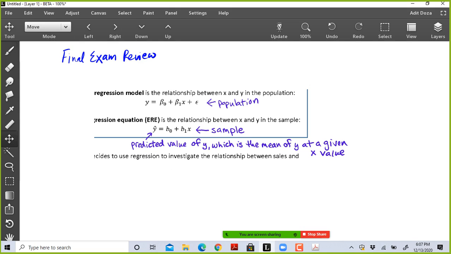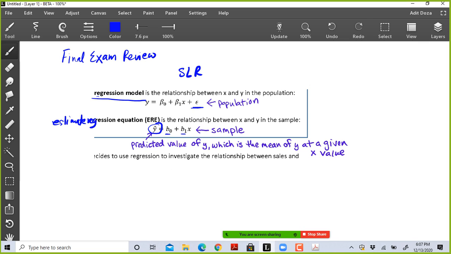So let me highlight something for you guys. When we do a population regression model, and this is the estimated regression model, what's the difference here? We have epsilon here, and here we don't have epsilon, right? Epsilon is basically the error term, so it's a random error. And in the estimated one, you will always have this y hat, like it's an estimate, right? And usually these are the small b's, like b0, b1. This is for the simple linear regression case. For a multiple linear regression case, there will be more x's, right? There could be beta 1 x1, beta 2 x2.